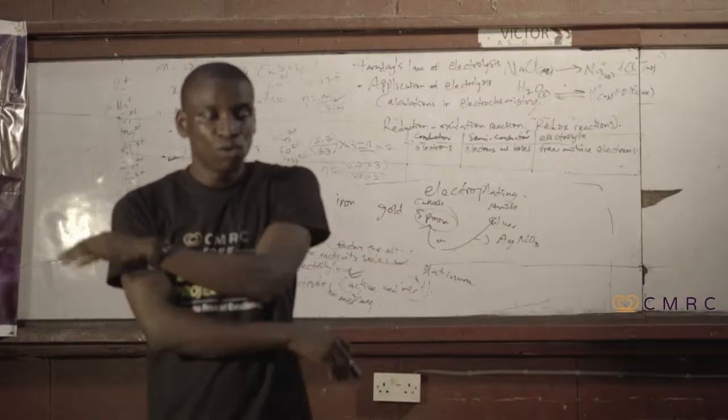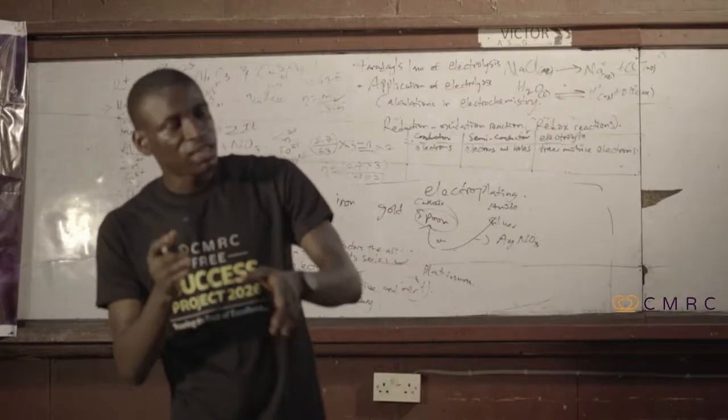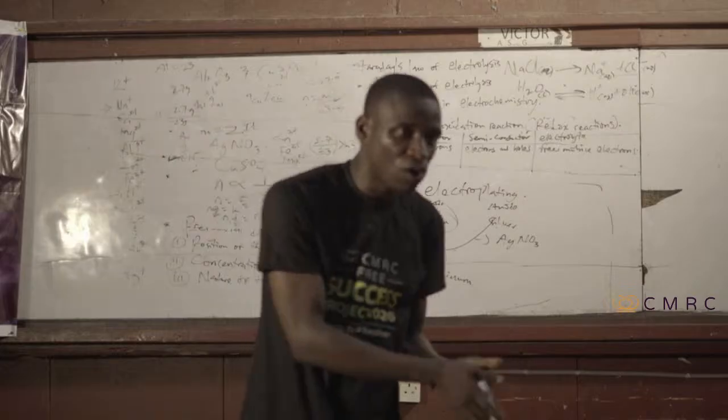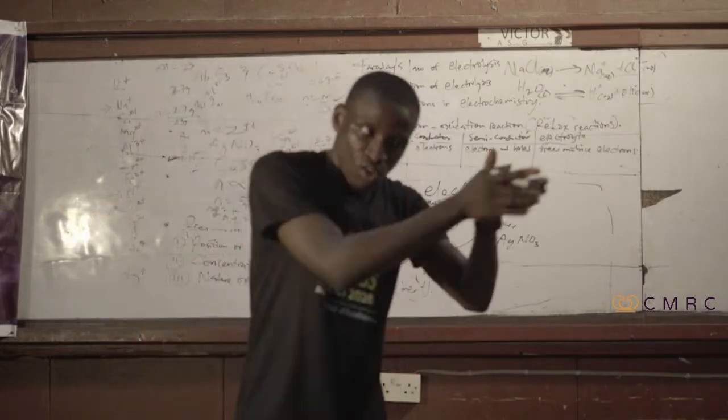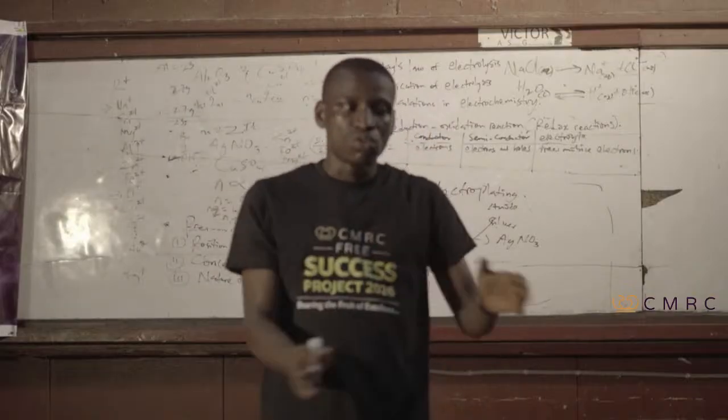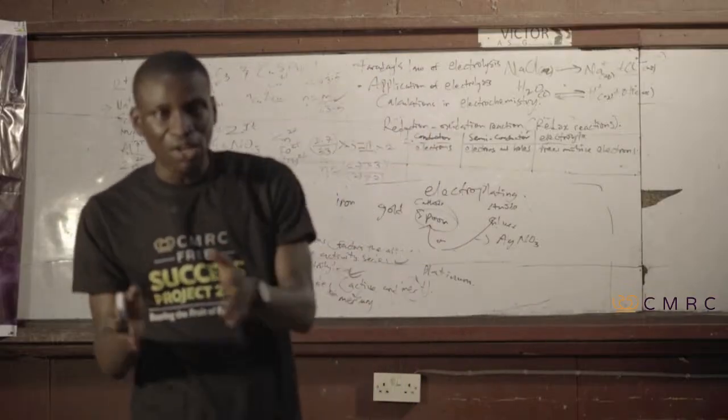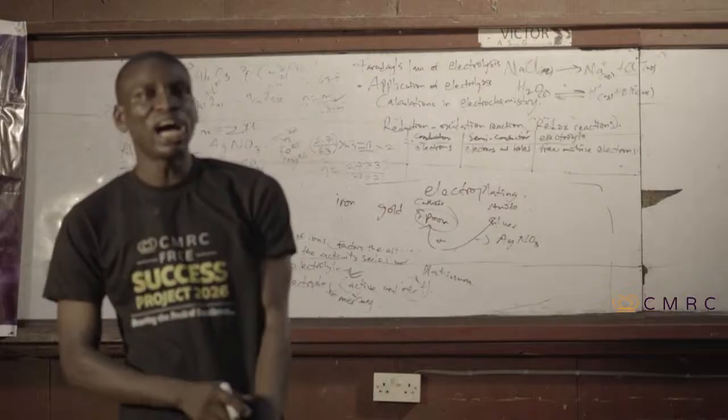Every metal undergoes corrosion. But the corrosion that is specific to iron is what we call rusting. So when we say rusting, that is the corrosion of iron. Every metal corrodes, but the corrosion of iron is what we call rusting. Now, how does rusting occur?